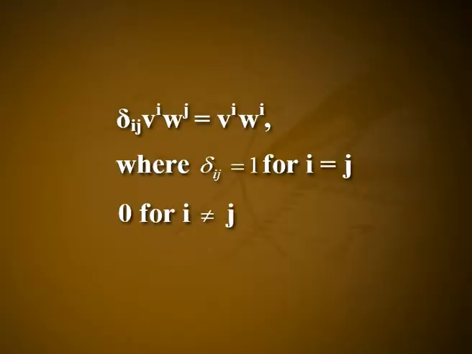The simplest example of a Riemannian metric, of course, is the Euclidean one. For v = (v1, v2, etc., vd) and w = (w1, w2, etc., wd), elements of Tx Rd, the Euclidean scalar product is simply δij vi wj, which is equal to vi wi, where δij is equal to 1 for i equal to j and 0 for i not equal to j, is the standard Kronecker symbol.